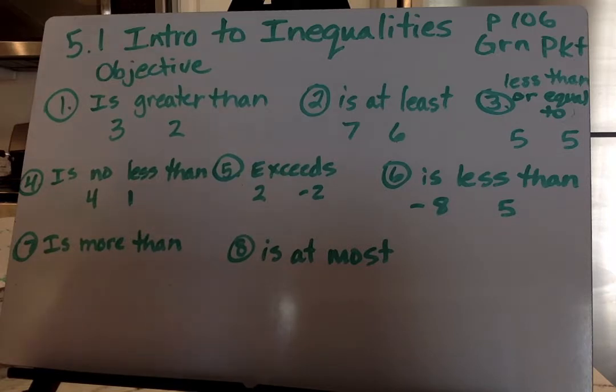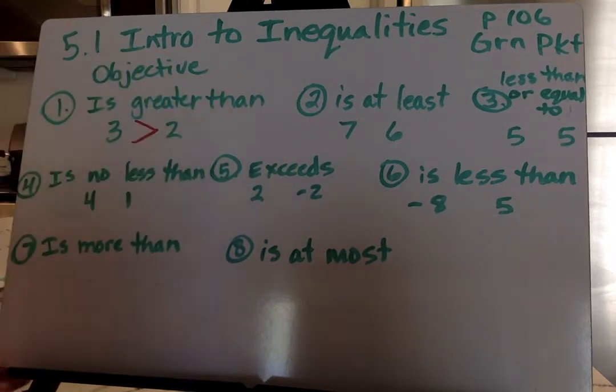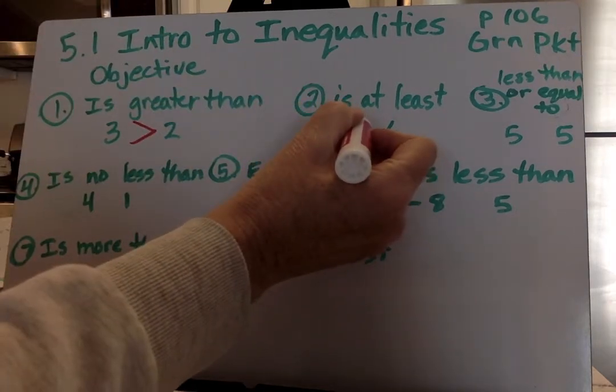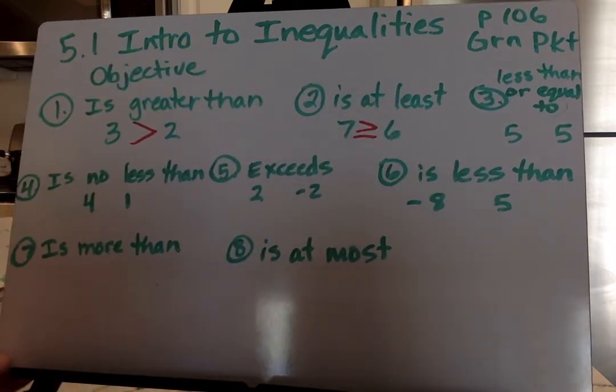And it says to practice, identify the symbol that corresponds to the phrase: greater than, less than, equal to, or whatever. So the first one says is greater than. So which symbol is it? Greater than. That's it. Next one is at least. If something is at least something, it's greater than or equal to something. So again, at least is greater than or equal to.